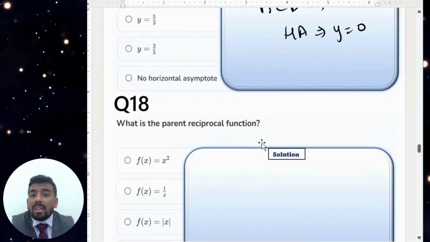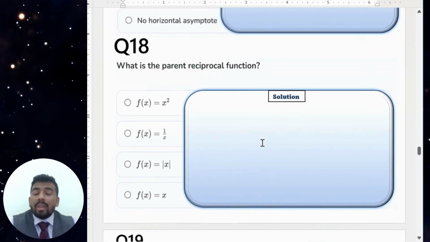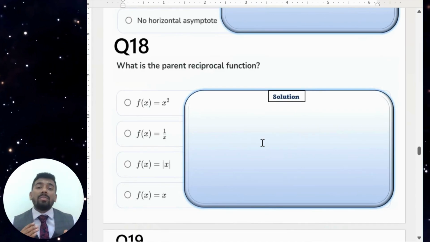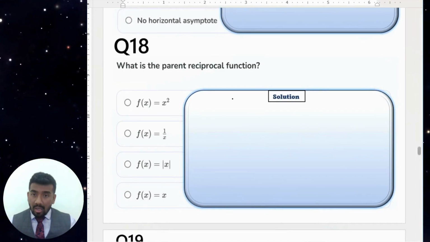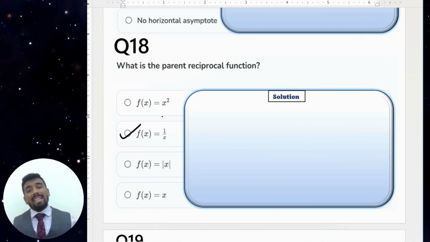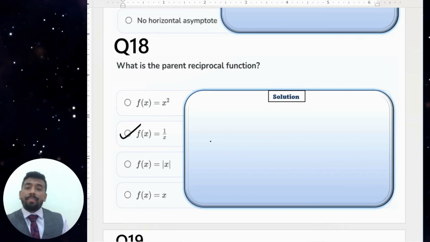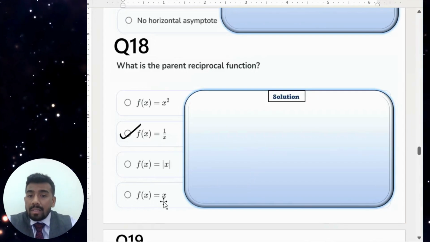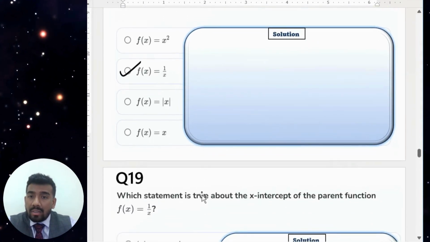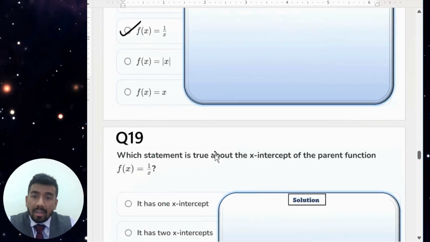Next, what is a parent reciprocal function? So reciprocal means down and the parent function is only x. So which is down and x? This one, easy. Okay. This is the parent only function. Okay, so reciprocal means down, so that's the correct answer.